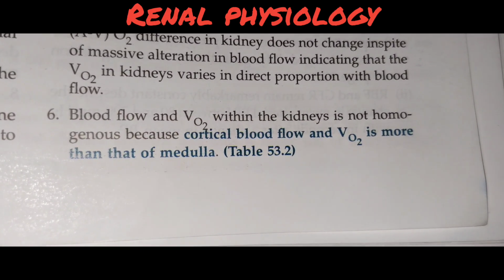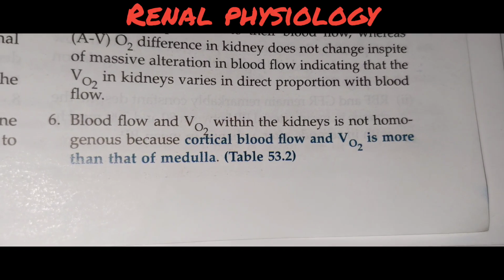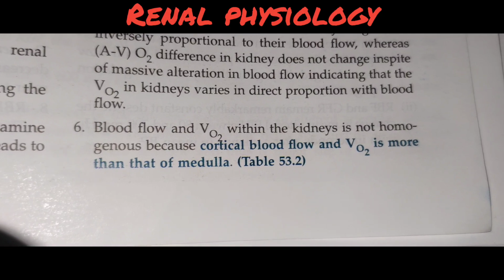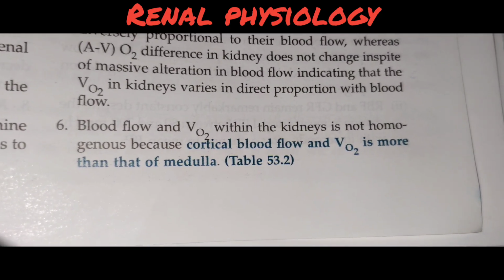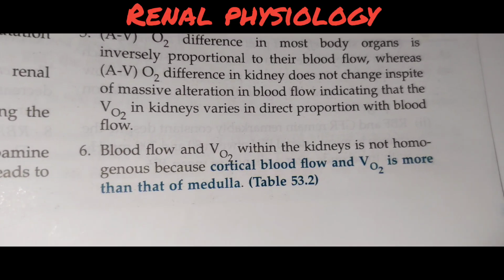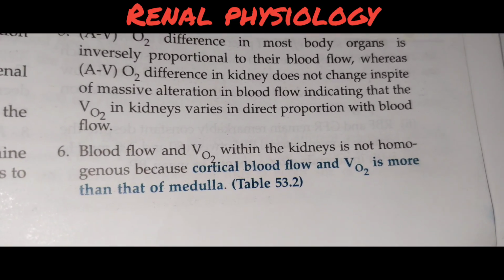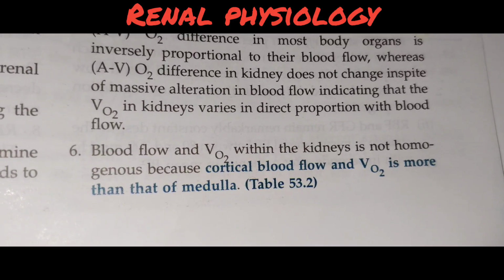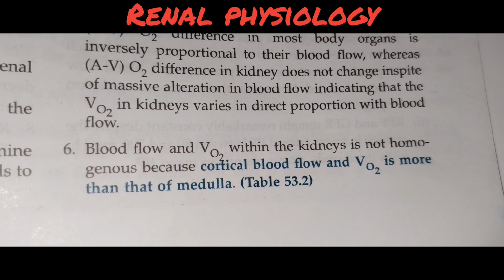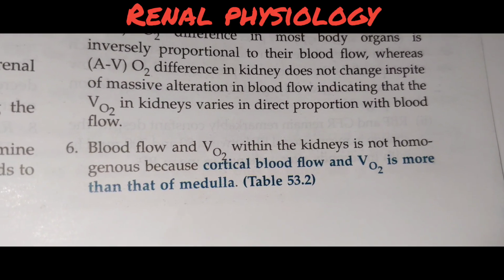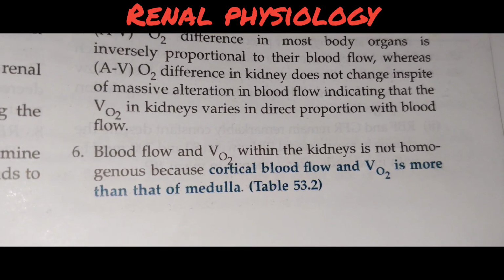The fact which we need to remember in the renal circulation is that the blood flow and VO2 within the kidneys is not homogeneous. So as we know, the kidney can be differentiated into two parts, the outer cortex and the inner medulla. The VO2 is more in the cortical blood, okay, and the blood flow of the cortical blood is also greater than that of the medulla. So why is it so?